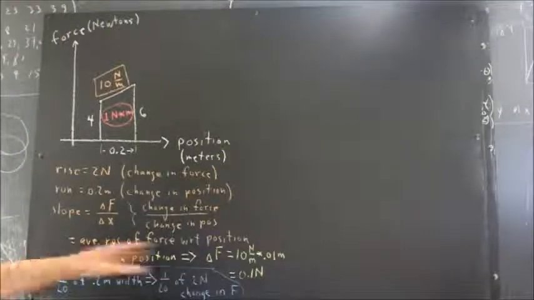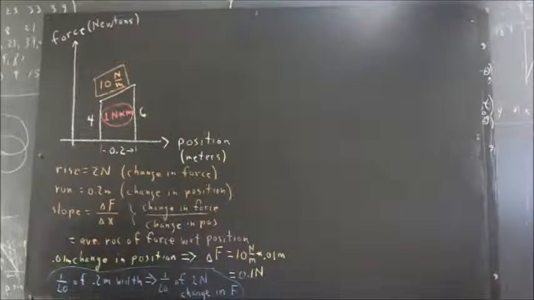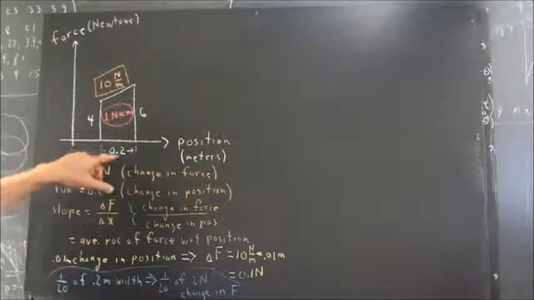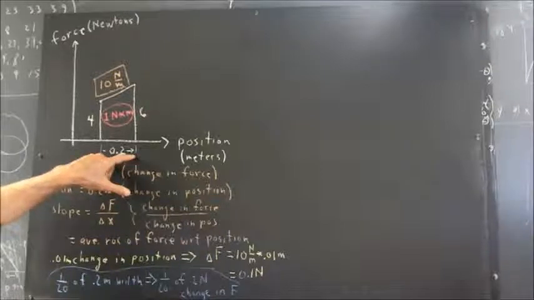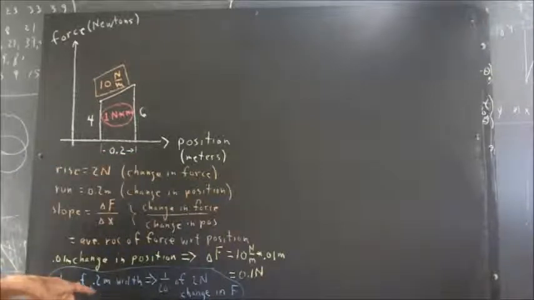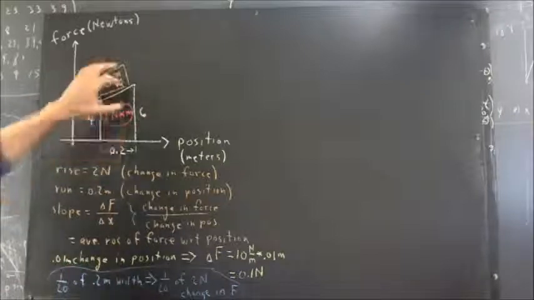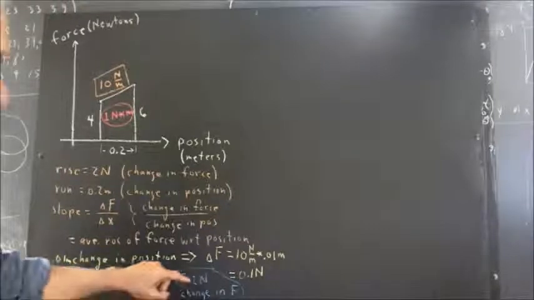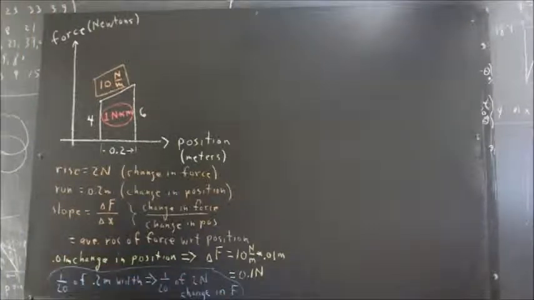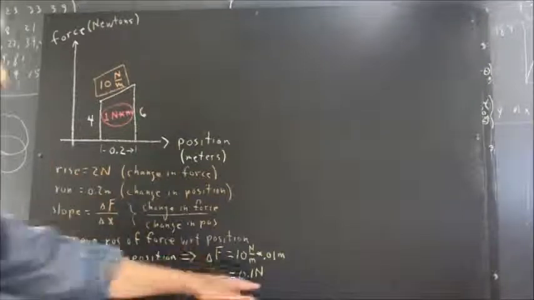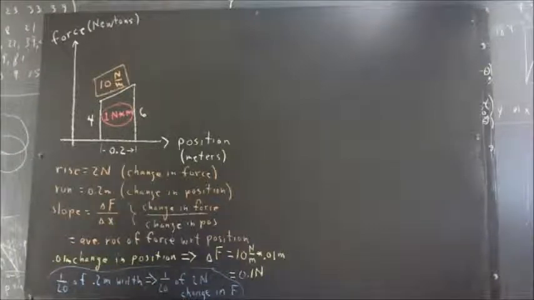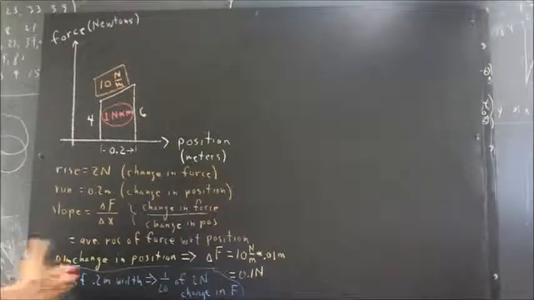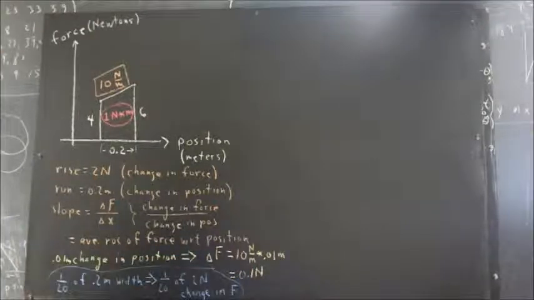Now, that correlates with a more intuitive calculation. 0.01 meters is 1/20th of this 0.2 meter distance here. And the change in force over that 0.2 meter distance is 2 newtons. So we expect that the change in force would be 1/20th of our 2 newton change in the force, corresponding to the 0.2 meters. And that's going to give us, again, 0.1 newtons. We'll formalize this a little more, but this intuitive calculation corresponds to the slightly more formal calculation that we get here.